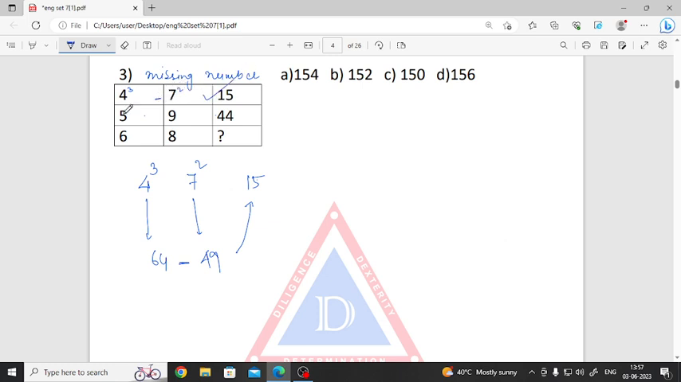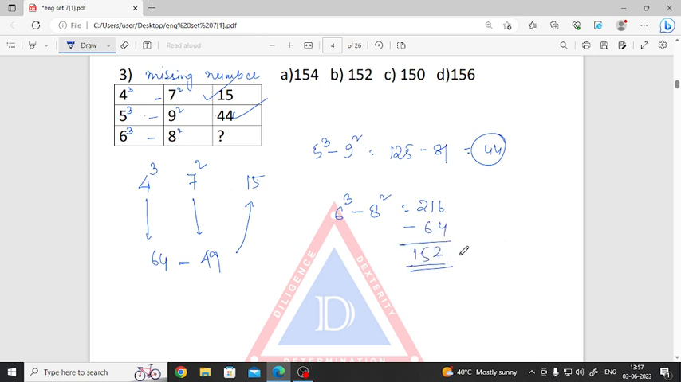Again, if we cube it, what is 5 cube? And if we square it, what is 5 cube minus 9 square? It is 125 minus 81, which gives us 44. So 6 cube minus 8 square, that is 216 minus 64, gives us 152. What is the option? Option number B.